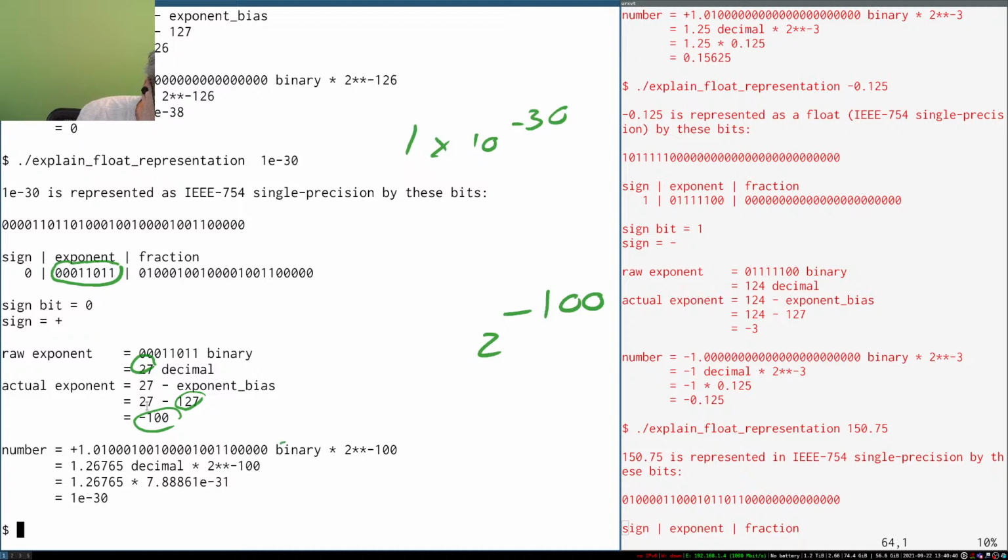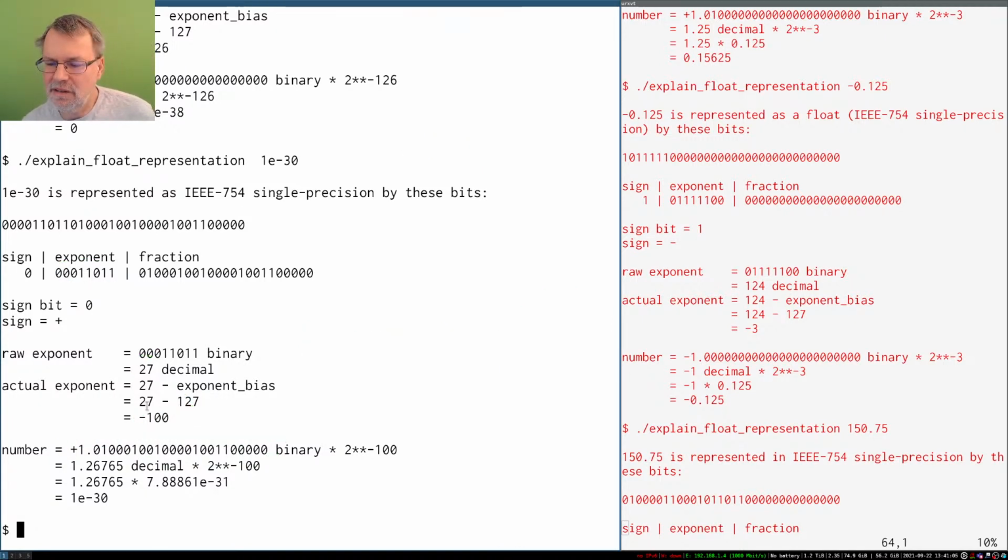So the number we get is 2 times minus 100. There are complicated calculations here to do that. You can figure that out, but apparently that's 1.26765 times that. That's not really... all right, I think that's enough of that.